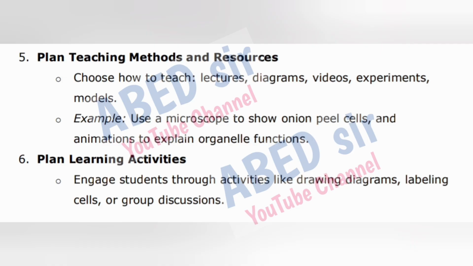5. Plan teaching methods and resources. Choose how to teach: lectures, diagrams, videos, experiments, models. Example: use a microscope to show onion peel cells, and animations to explain organelle functions. 6. Plan learning activities. Engage students through activities like drawing diagrams, labeling cells, or group discussions.